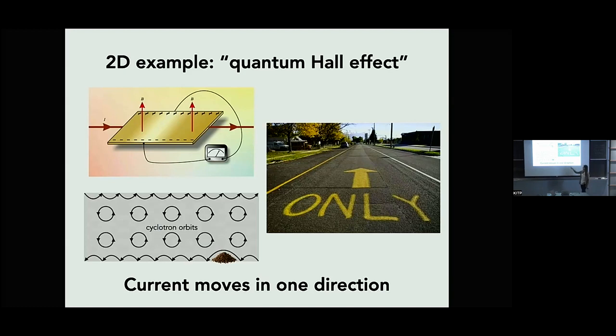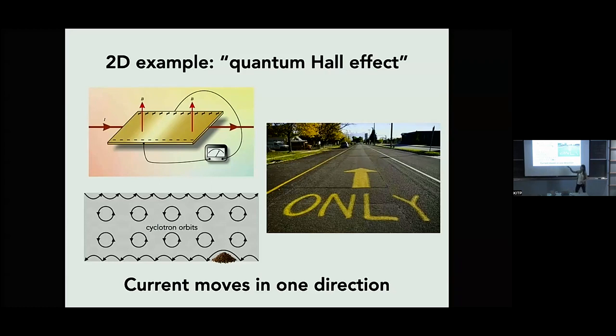But at the edge of the material, something different happens. If you think of these circular orbits, when they hit the edge, they'll actually bounce around. And they only bounce in one direction because the magnetic field gives them that preferred direction. And so in a quantum Hall system, the inside is more or less inert, but on the boundaries, you have electrons that can move only in one direction.